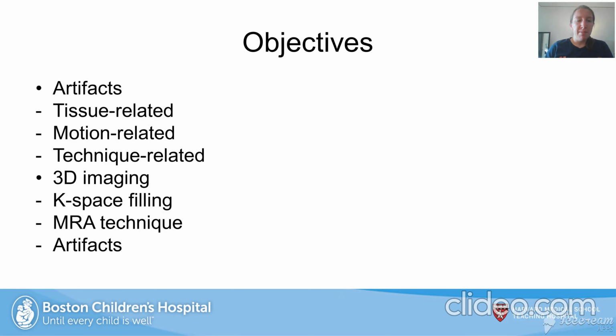So the types of artifacts I'm going to talk about are tissue related, so these are artifacts that will show up in the image, and there's ways to mitigate them, which I'll go into. I'll also talk about motion related artifacts. These might be hard to get rid of, but there are techniques that you can use. And then there's also technique-related artifacts.